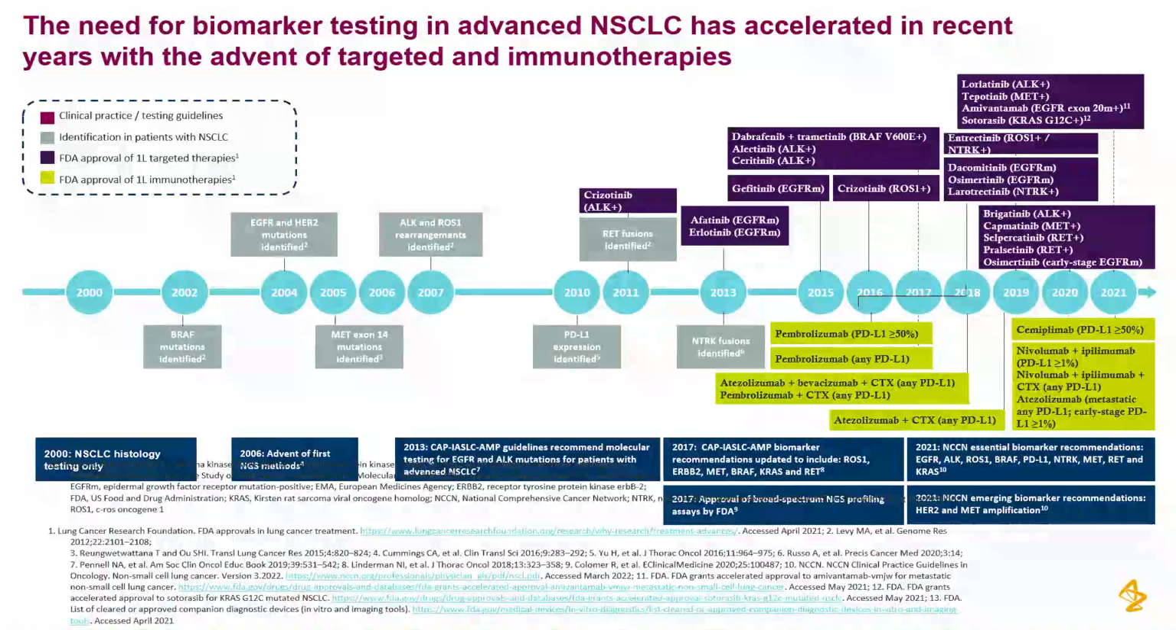The need for biomarker testing in advanced disease has accelerated in recent years with the advent of targeted therapies and immunotherapies. For each one, say EGFR positive, we have a set of agents, and even for ALK, we have another set of agents. This cartoon shows the evolution of all these mutation markers and simultaneously the agents which act on these markers, that is targeted therapy. Next slide, please.